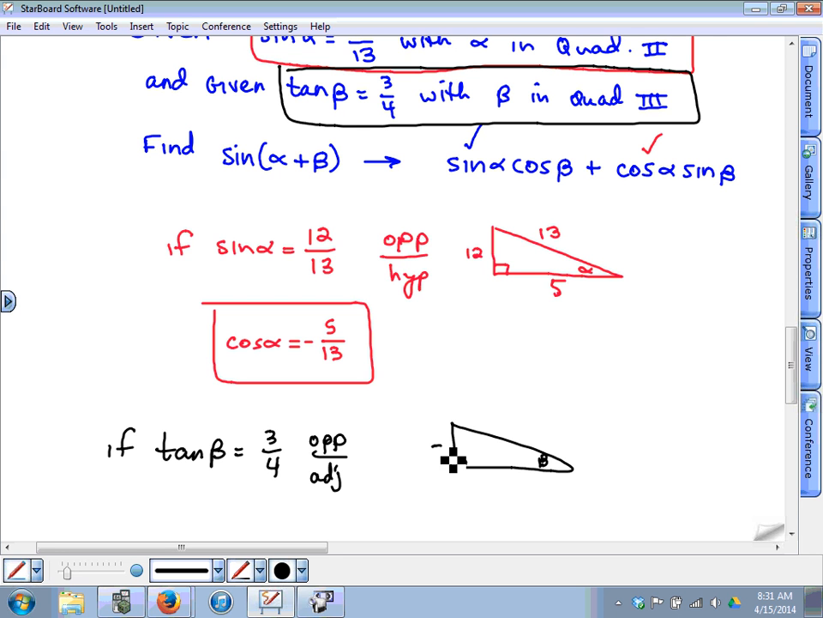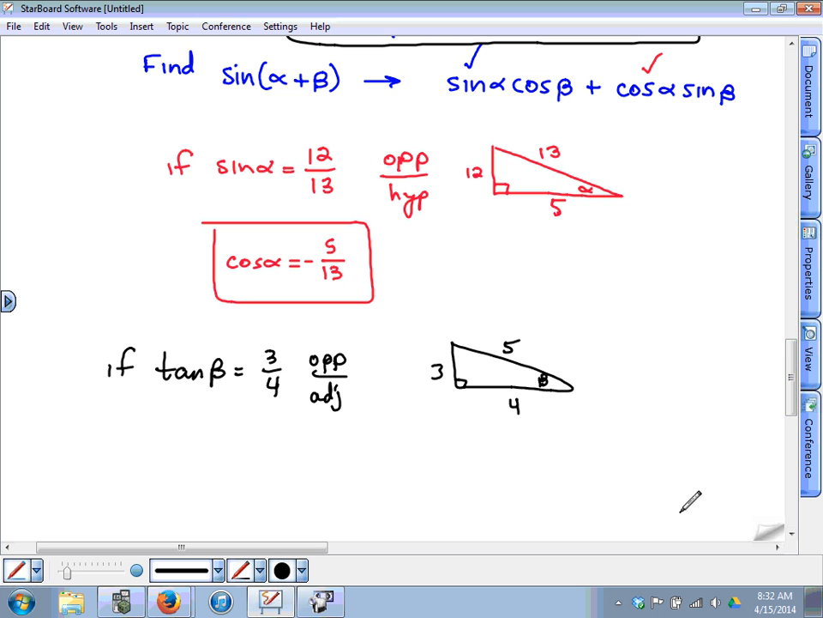That means the opposite side has to be 3. The adjacent side has to be 4. And this is just a 3, 4, 5 right triangle. It's a Pythagorean triple. I don't know if I've mentioned this before, but it does help to have a few of these Pythagorean triples memorized, like 3, 4, 5, or 5, 12, 13, or 7, 24, 25. There's a couple of Pythagorean triples that are nice to have memorized. Anyway, the hypotenuse there is 5.